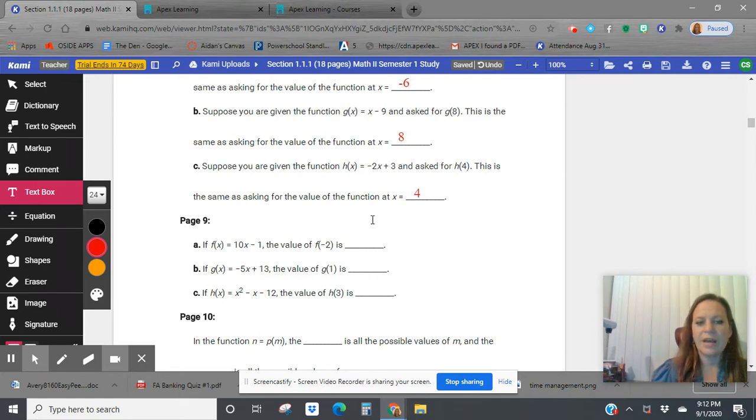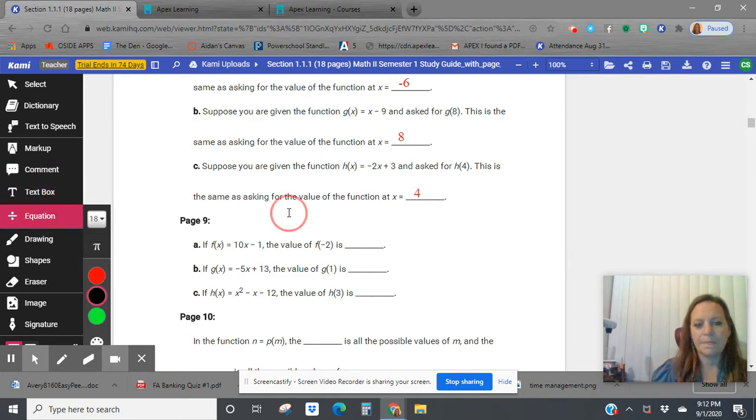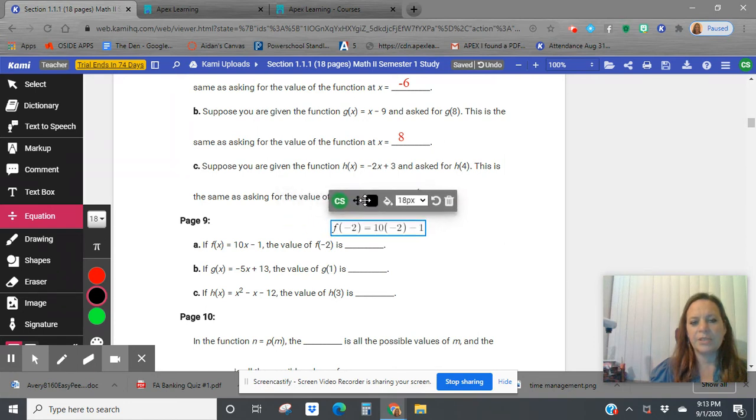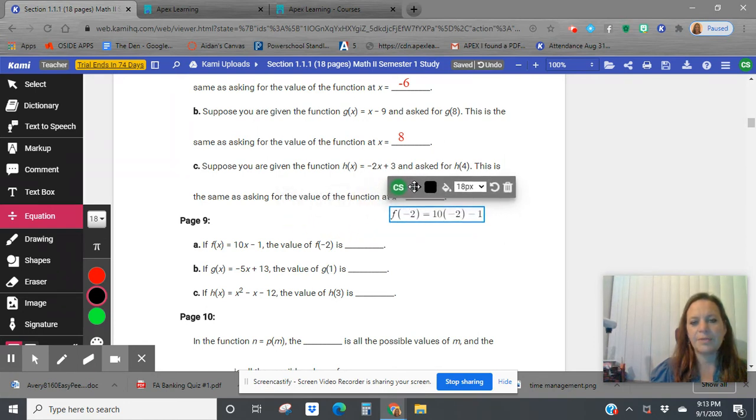place of every x. I need to actually show work on this one, so I'm going to go to the equation, and here we go. So for the first one, letter A, f of negative 2 equals, plug it in, 10 parentheses, negative 2 minus 1. Now, if I notice where I placed this equation, I didn't really give myself a lot of space. So I'm just going to drag it over to make sure I have some space below it.